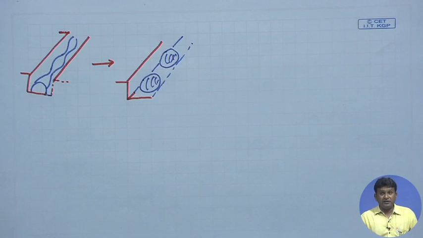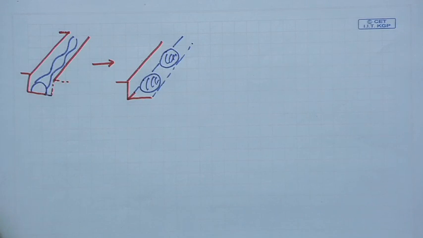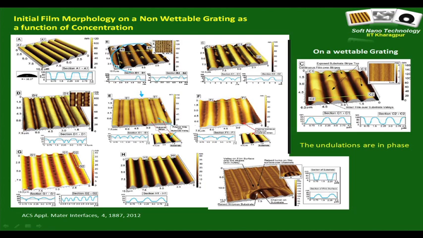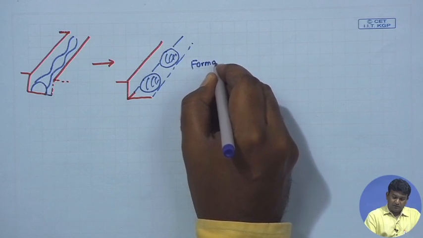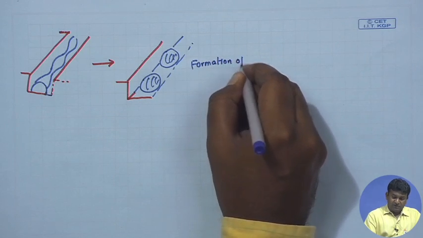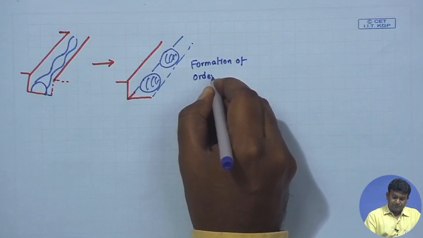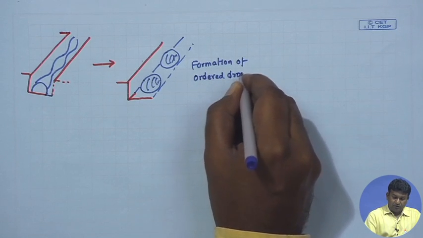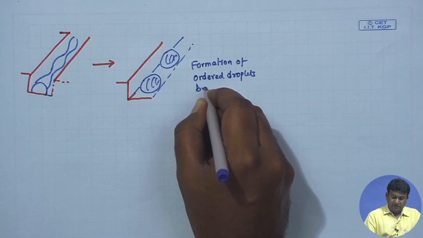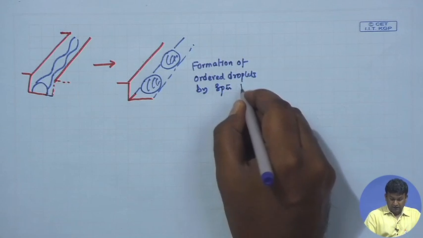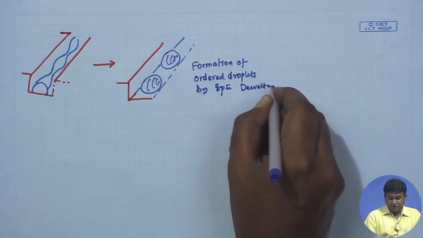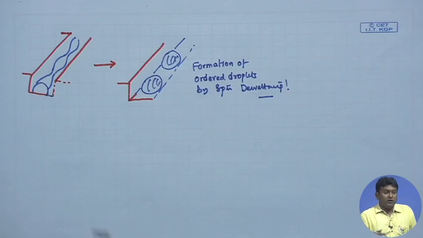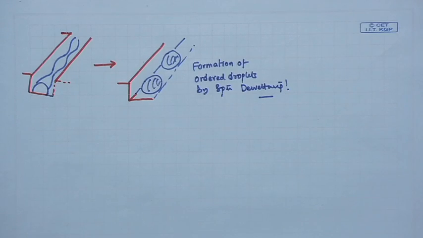And did you observe it anywhere? Yes, of course you have observed it. So when you get a structure like this, this is precisely what has happened. And this is in fact formation of ordered droplets by spin dewetting. In fact, this also highlights the strength of spin dewetting, because all this happened in a fraction of a minute during the spin dewetting.